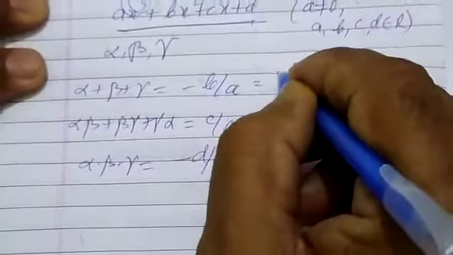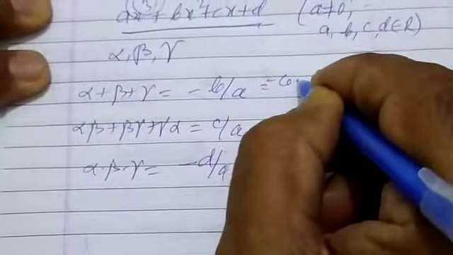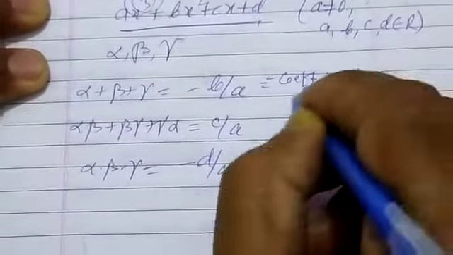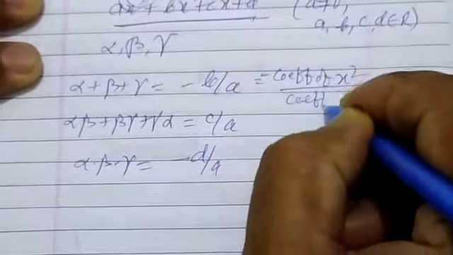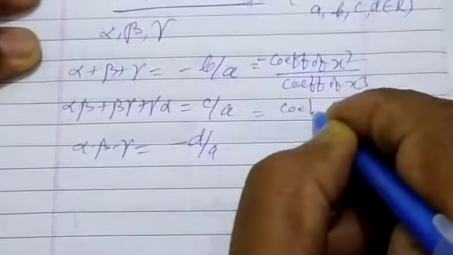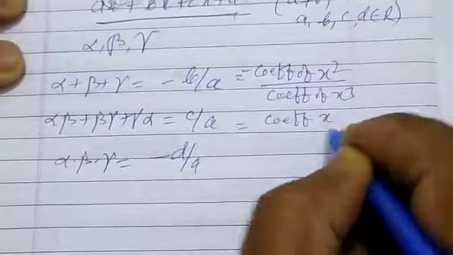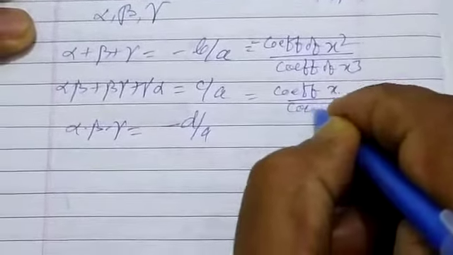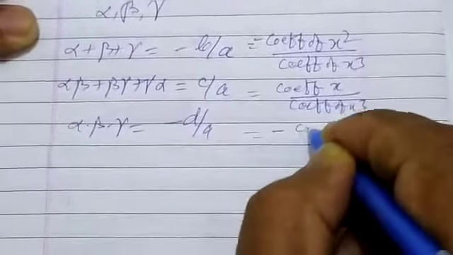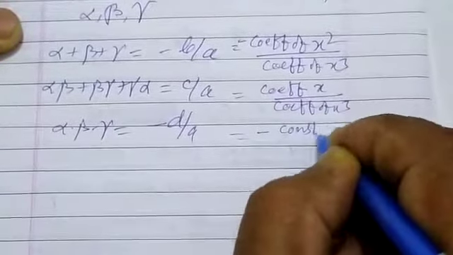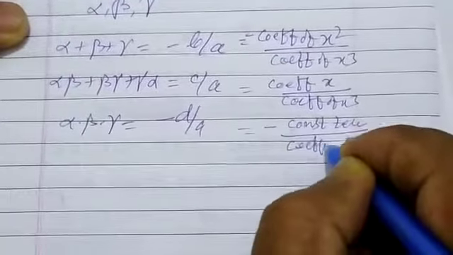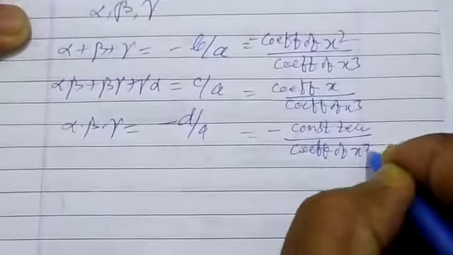Here we may write: minus coefficient of x square by coefficient of x cube. This is the coefficient of x divided by the coefficient of x cube. This is minus the constant term divided by the coefficient of x cube.